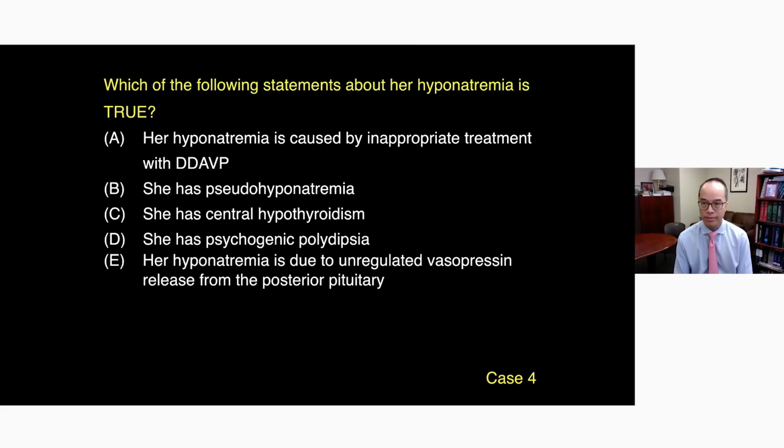Which of the following statements about her hyponatremia is true? A, her hyponatremia is caused by inappropriate treatment of DDAVP. B, she has pseudohyponatremia. C, she has central hypothyroidism. D, she has psychogenic polydipsia. Or E, her hyponatremia is due to unregulated vasopressin release from the posterior pituitary.